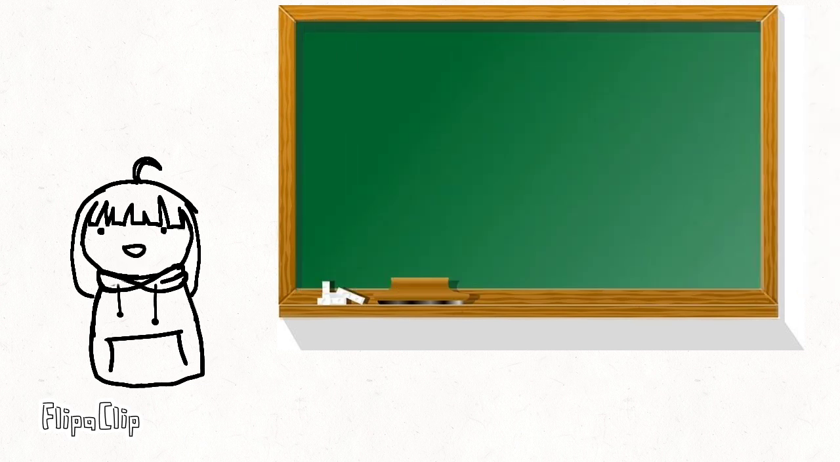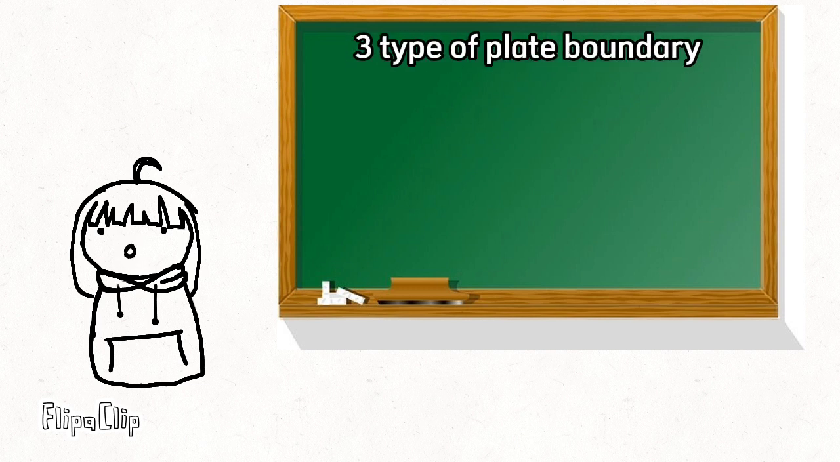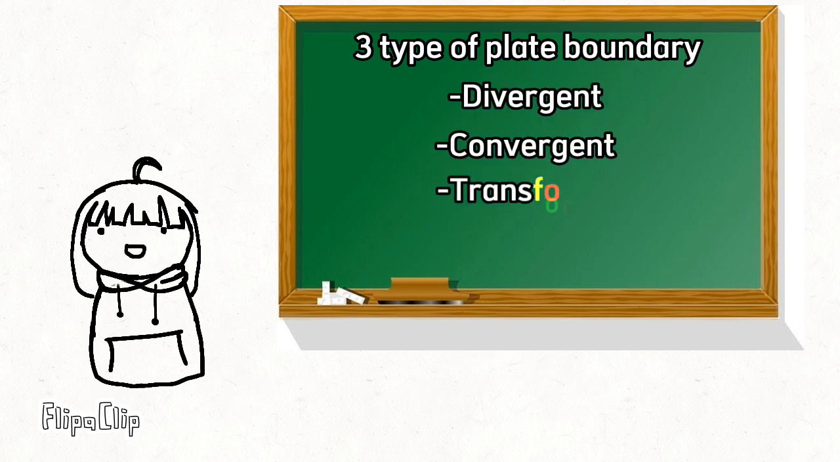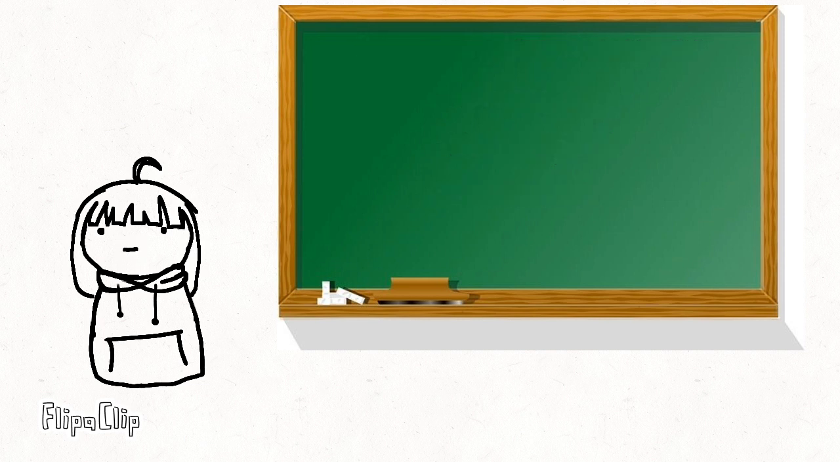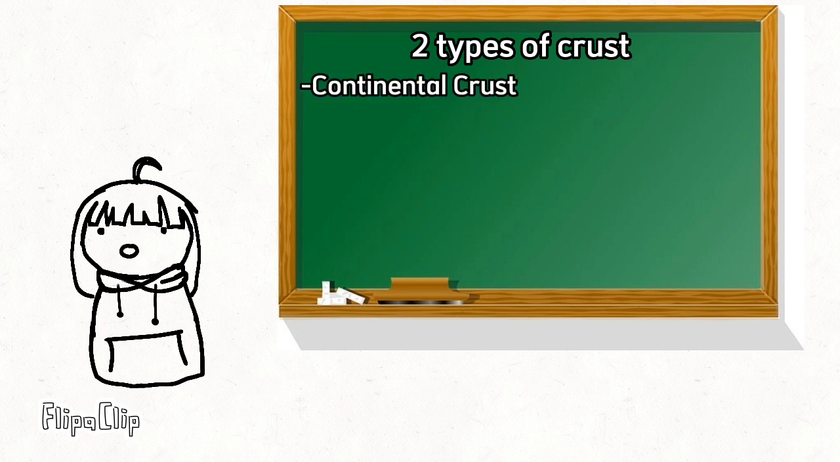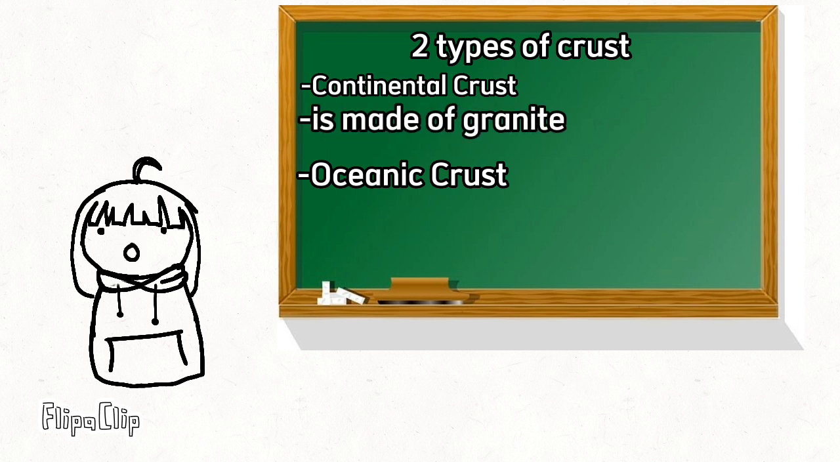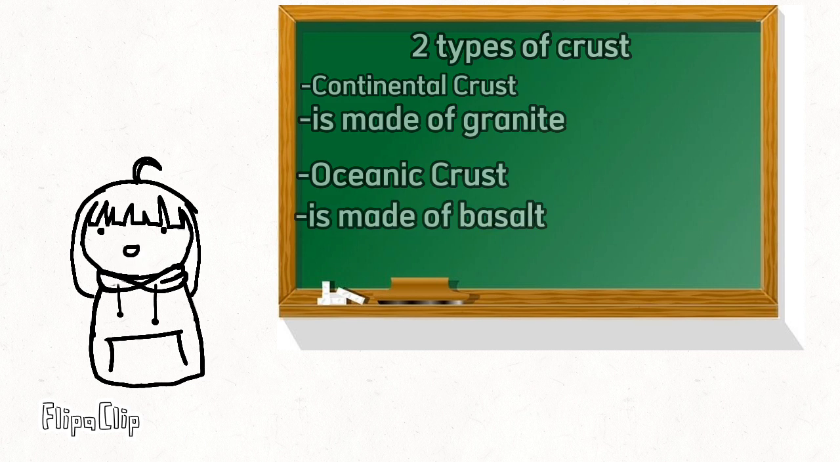Now that we have learned about plate tectonics, let's go learn about plate boundaries. There are three types of plate boundary: the divergent, convergent, and transform. But before that, you should know that we have two types of crust: the continental crust and the oceanic crust. The continental crust is made of granite, so it's low density, while oceanic crust is made of basalt. That's why it's high density.